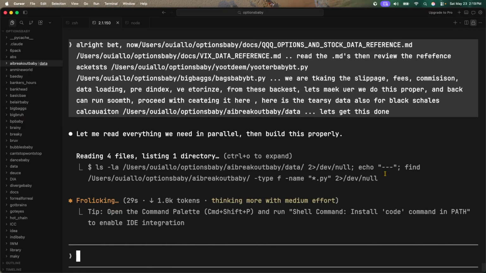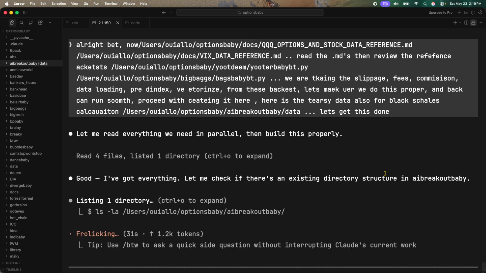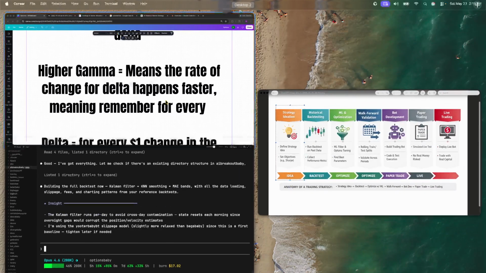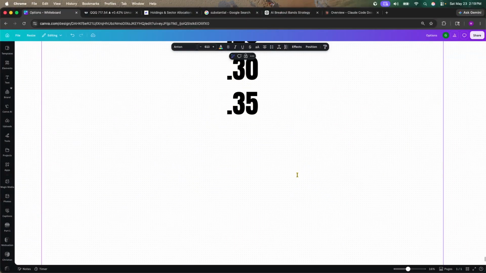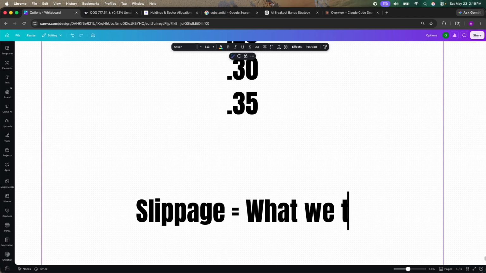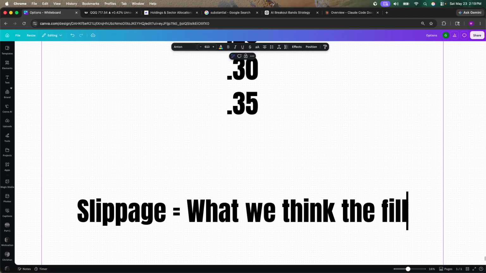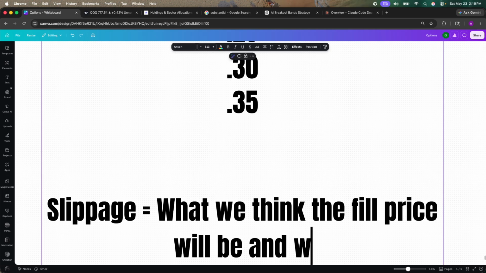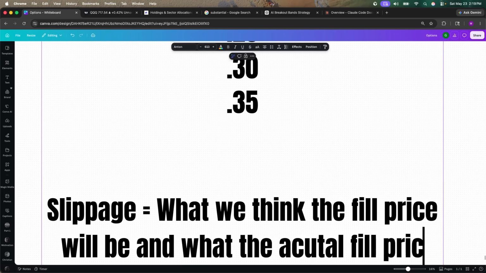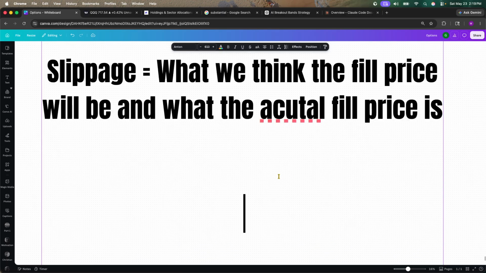Slippage is the difference between what you think you're going to get filled and what you actually get filled for, right? The difference between those two is slippage. Let me give you an example while it's reading and doing this backtest. So slippage equals what we think the fill price will be versus what the actual fill price is.